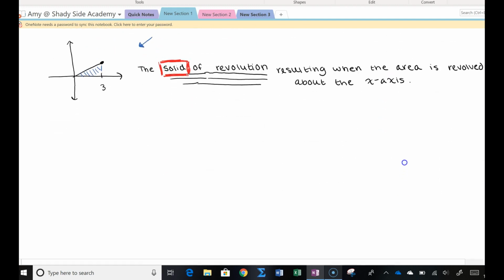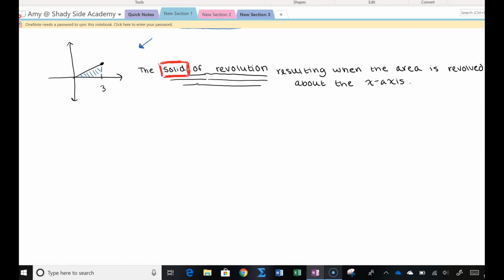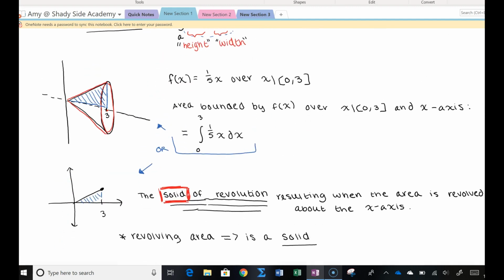So what's really important, a couple of things. We're revolving an area, okay, we're not revolving a curve. That is coming. When you revolve this area, you get a solid. I am now going to write a couple of observations. This solid could be thought of as infinite cross-sections that are circular in shape. In other words, what am I saying?